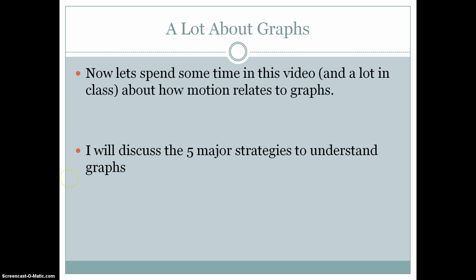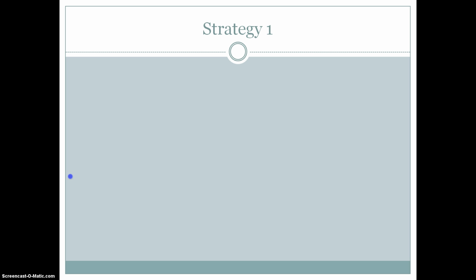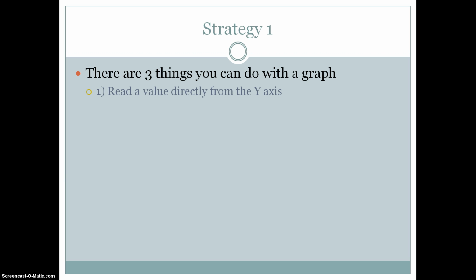So what I'm going to do is discuss 5 major strategies or things to think about when it comes to graphs. And this is the meat and potatoes of the video. So the first strategy is, there are only 3 things you can do with a graph, whether it's in physics class or math class. The first thing you do is just look at the y-axis and go directly across until you hit the line and read off that value, and that'll get you a number.